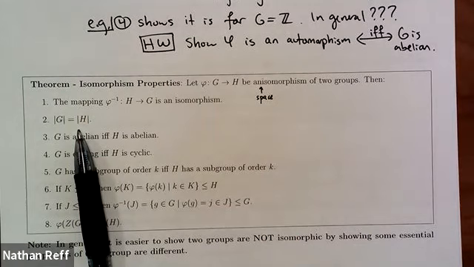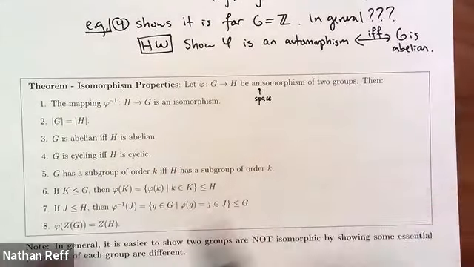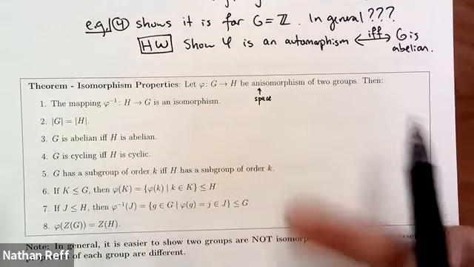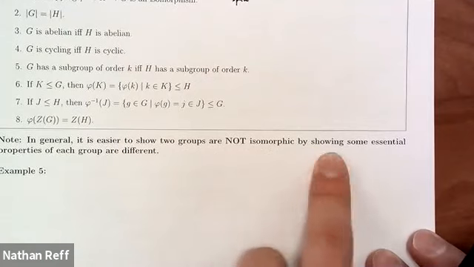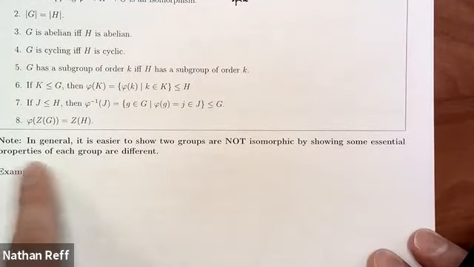The converse is not true, though. If I have two groups that are of order 8, they do not have to be isomorphic because they both have 8 elements in them. But what you could do is you could use that fact to prove two things are not isomorphic because they had a different number of elements in them. So I'm trying to give you like a list of things to look for between two groups, because in general, it's easier to show two groups are not isomorphic by showing some essential properties of each group are different, right?